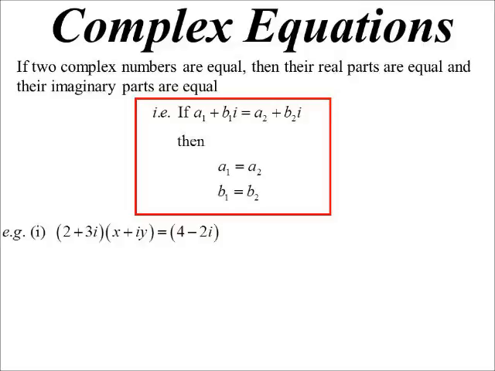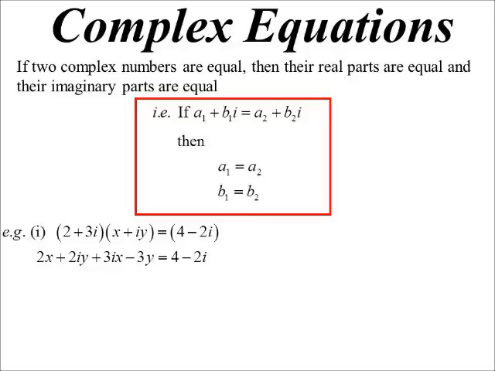Okay, we've got to find x and y. Now, a couple of ways I could do it, I suppose. I could divide by the 2 plus 3i. And then I know whatever I get on the right-hand side, the real part will equal the real part, the imaginary part will equal the imaginary part. Or I could expand out the left-hand side and group. Which way did I go? I've gone the expanded out way.